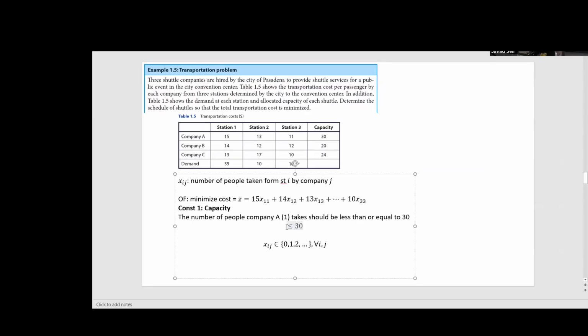So if I write that, there are going to be a bunch of variables here. Some of those should be less than or equal to 30. The solution is still 0, right?